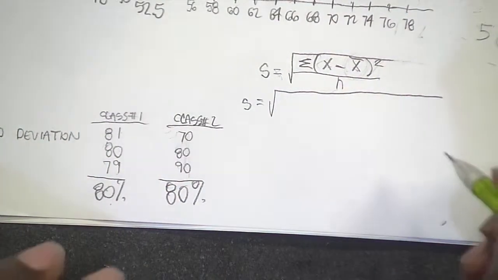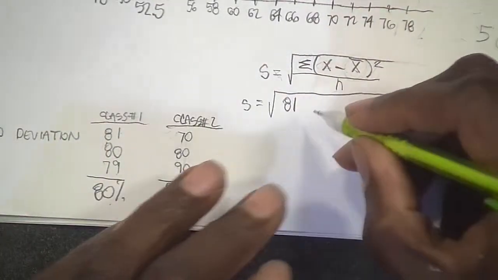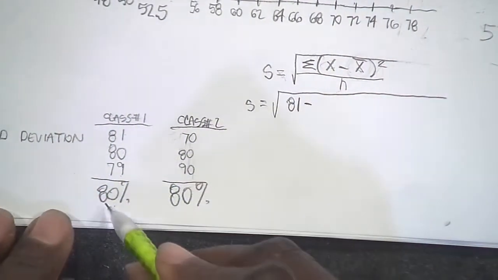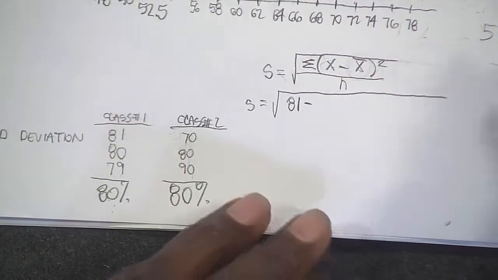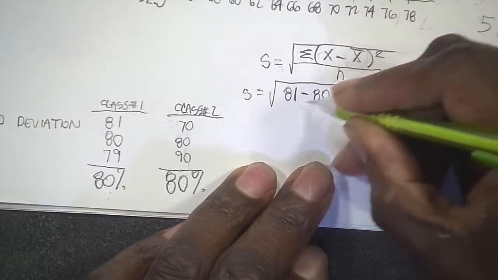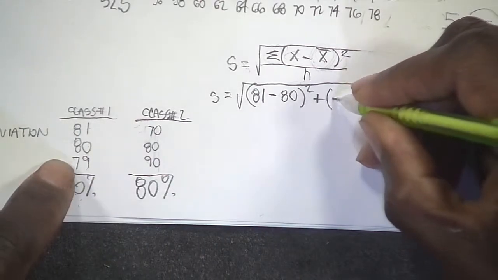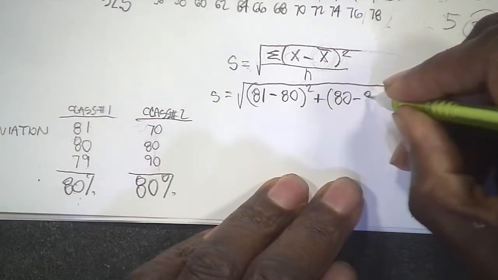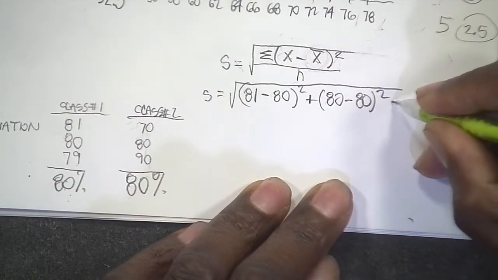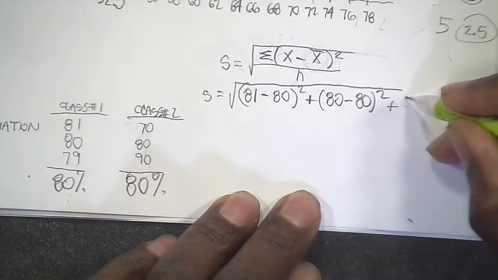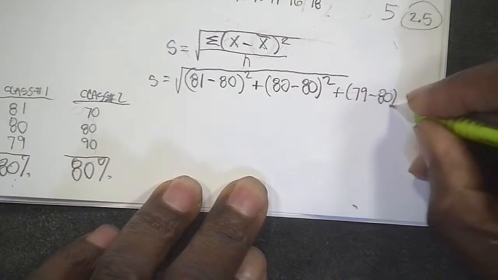So what we're going to do is take each individual score, 81, and subtract the mean. I'm going to take 80, subtract the mean, and take 79, subtract the mean. So I'd take 81 minus 80 and square that. I'm going to add the second score, 80 minus the mean, and square that. I'm just following what this equation is telling me to do. And then I'm going to add 79, subtract the mean, which was 80, and square that.